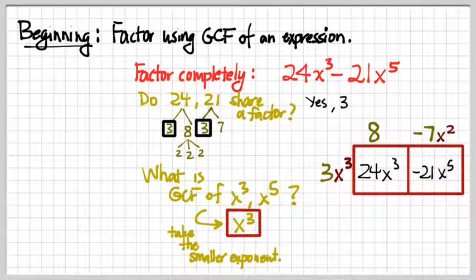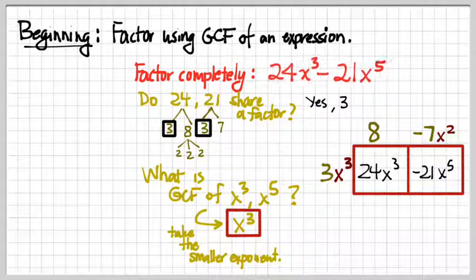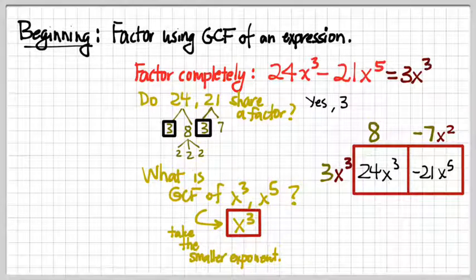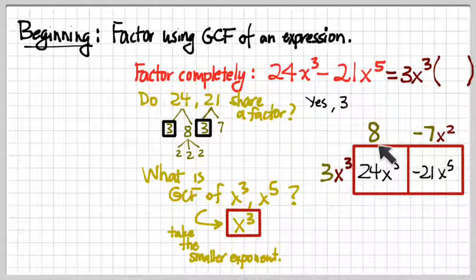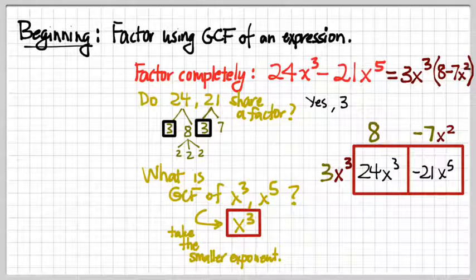So, now that all this information is here, how do we finish the problem? What would we say is the complete factorization of 24x to the third minus 21x to the fifth? Well, we start by writing this greatest common factor out in the front, 3x to the third. Then, in a set of parentheses, we put the terms from our cofactor, 8 minus 7x squared.